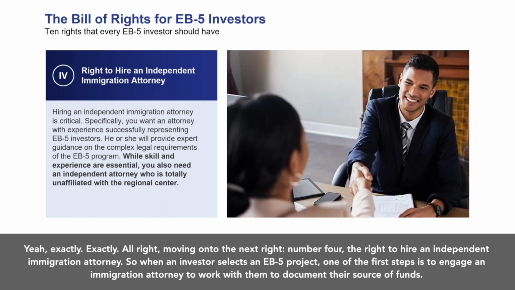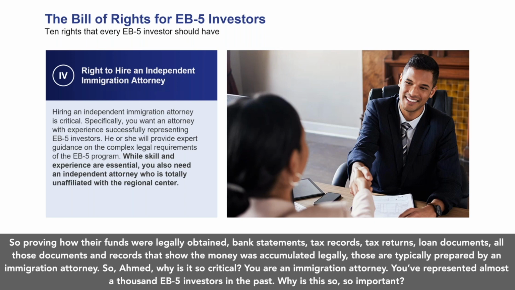All right, moving on to number 4, the right to hire an independent immigration attorney. When an investor selects an EB-5 project, one of the first steps is to engage an immigration attorney to work with them to document their source of funds, proving how their funds were legally obtained. Bank statements, tax records, tax returns, loan documents, all those documents and records that show the money was accumulated legally, are typically prepared by an immigration attorney.